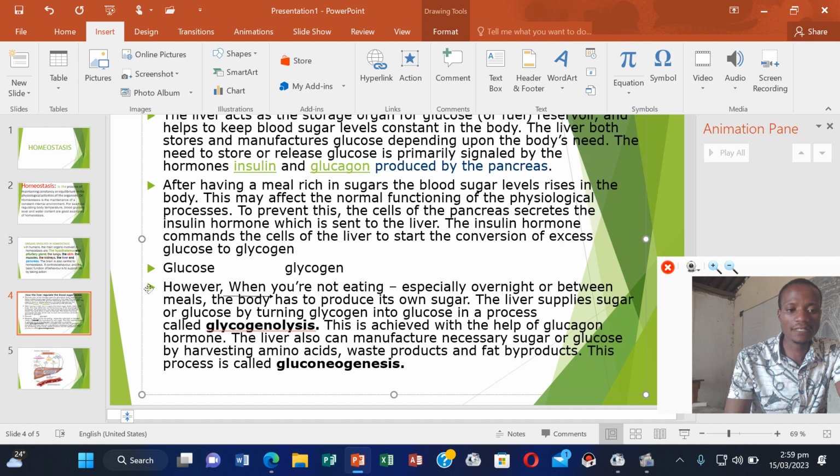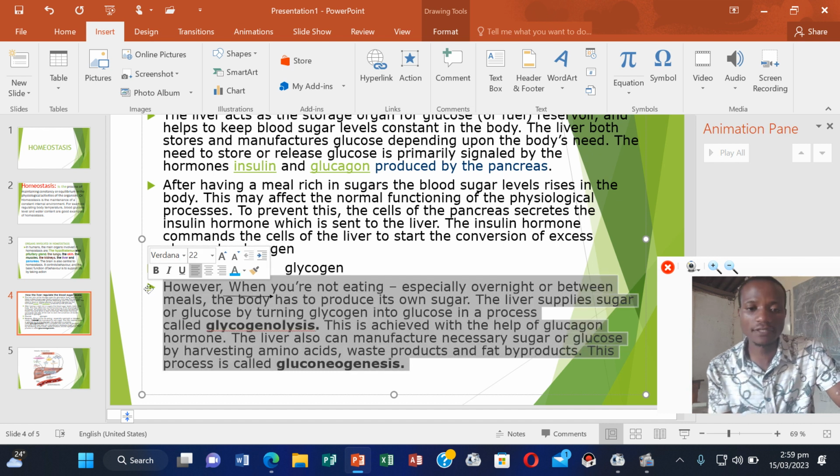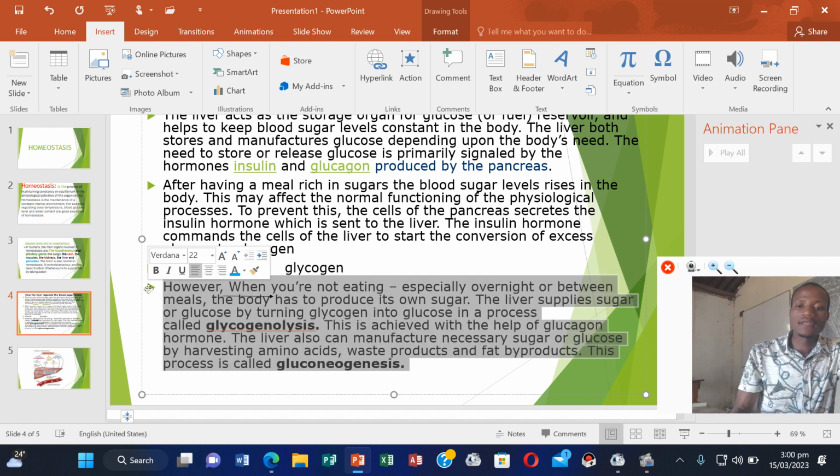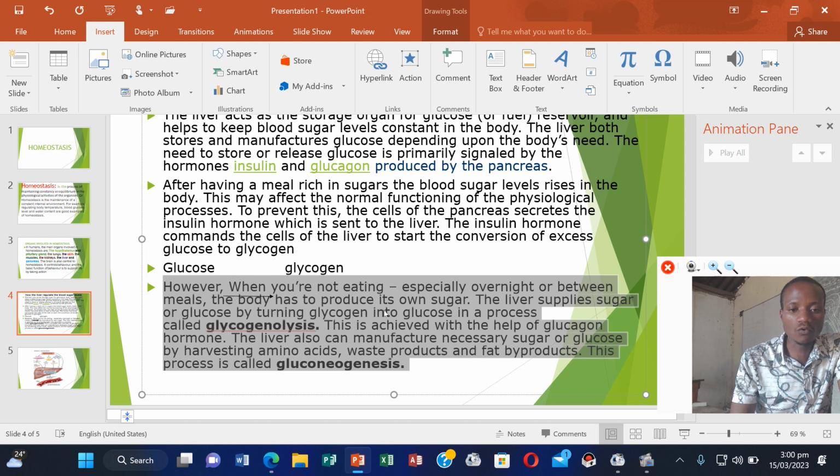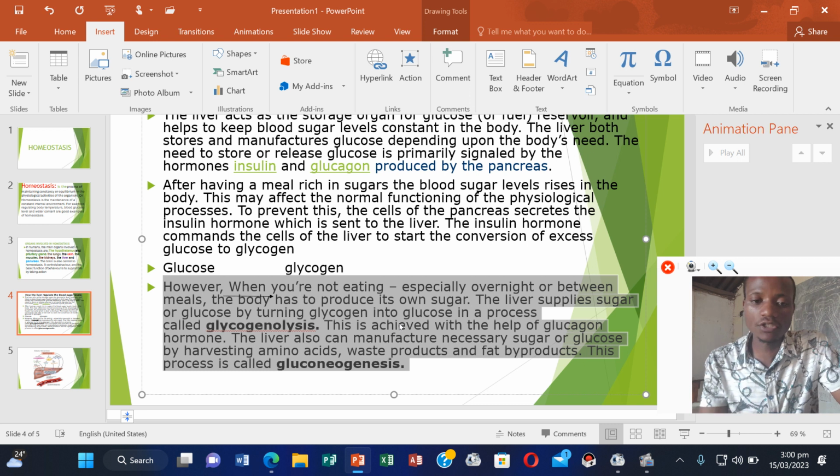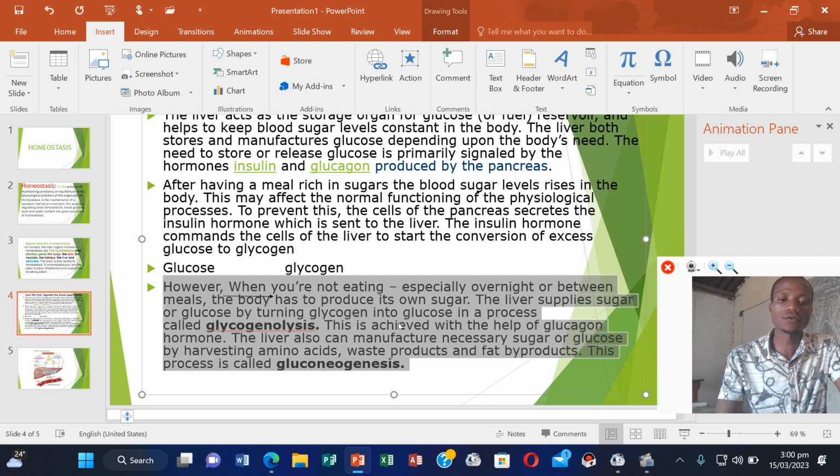So in that case, since you do not have many sugars in the body, the cells of the same pancreas will now produce a different hormone, which is called the glucagon hormone. This hormone goes with a different effect to the liver cells. The glucagon hormone stimulates the cells of the liver to start the conversion of glycogen back to glucose, so it can be used.